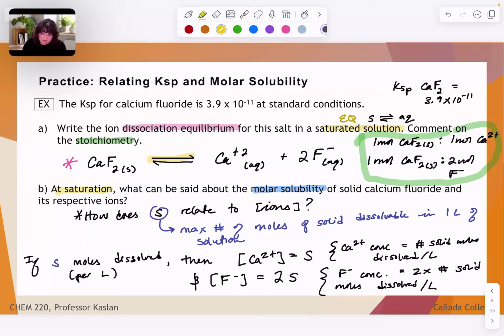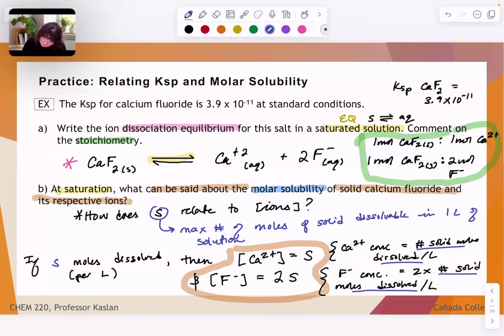So what could be said about their relationship? This is what could be said. So these innately relate to S via their stoichiometry. Okay. Still haven't found a need for KSP yet, so let's keep going through this problem.